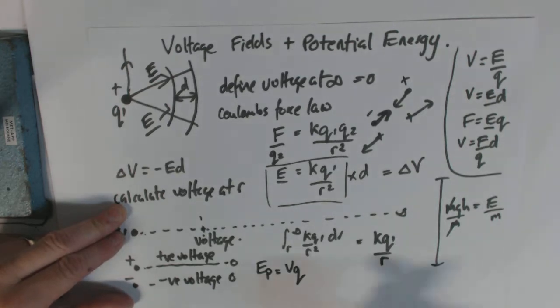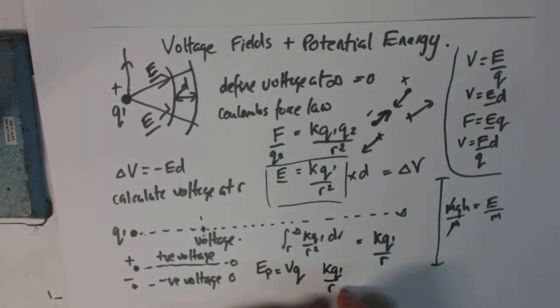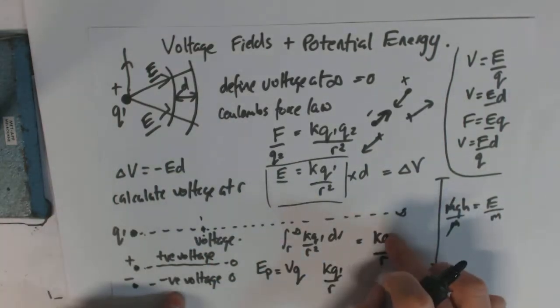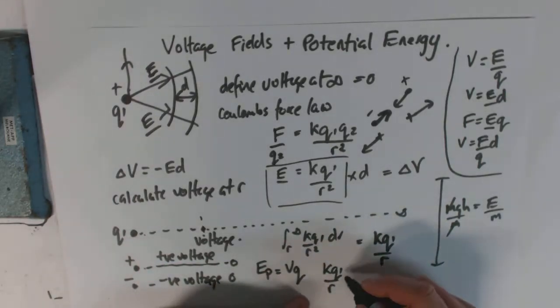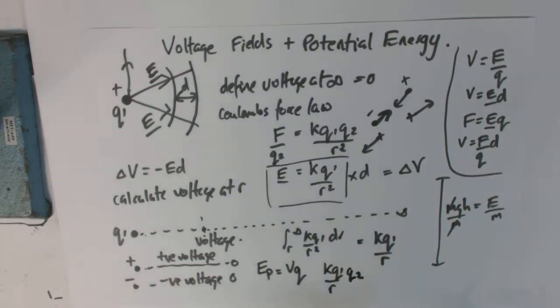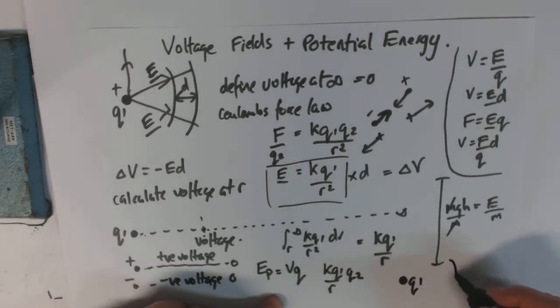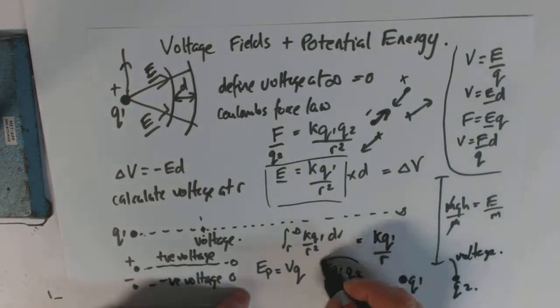We just said the voltage here was equal to K Q1 over R. Now that K Q1 over R is the voltage produced by that charge, which we said if it's a positive charge, must be a positive voltage. And to get the energy, we just multiply it by Q2, which is the charge you put there. So Q1 is the charge that produces it. Then you put Q2 there, and it's actually got a potential energy that is equal to that.